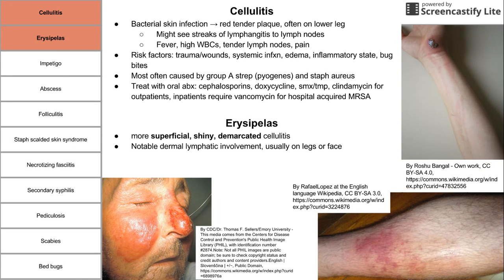Erysipelas notably affects the dermal lymph nodes, usually on the face or on the legs, and it's usually caused by group A strep pyogenes specifically. So to treat that, you want to use oral antibiotics that cover group A strep and to elevate the affected area.